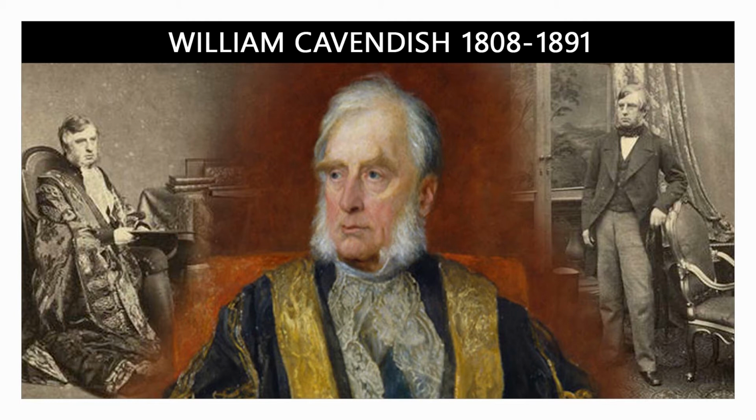But this is the 7th Duke. So the 7th Duke of Devonshire, William Cavendish, born in 1808 and died in 1891. He was one of the finest flowers of the Victorian nobility. And he'd inherited, as I told you before, in 1834, the Compton Place in Eastbourne from his grandfather. And he became the 7th Duke of Devonshire in 1858, when the 6th Duke died childless.